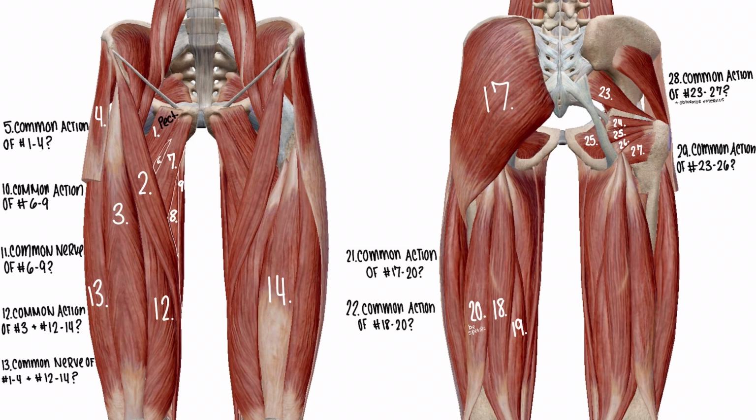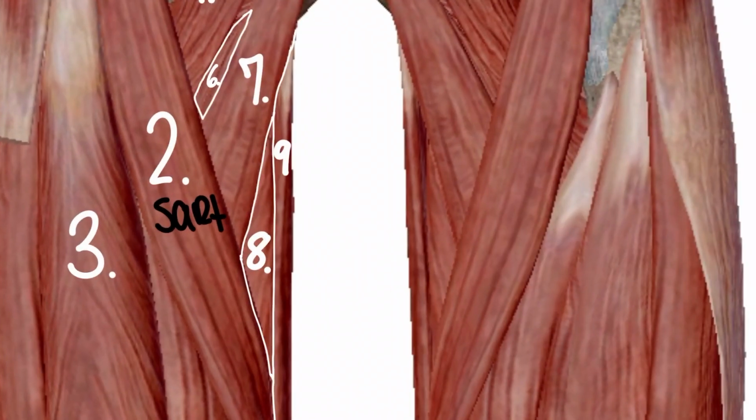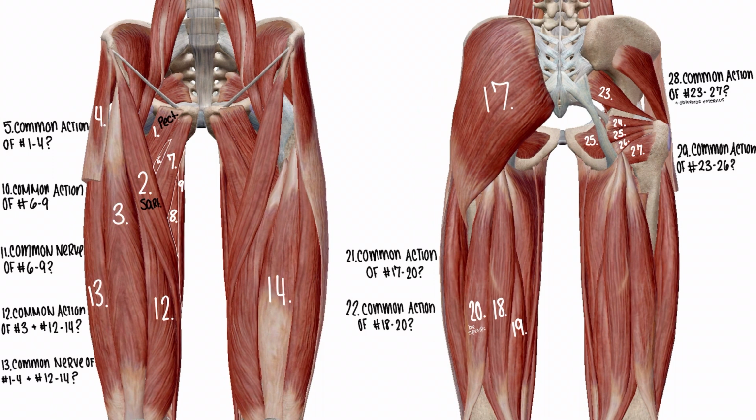Number 2 is going to be the sartorius. 3 is going to be rectus femoris, and 4 is going to be TFL, tensor fasciae latae. All right, and so now number 5 is asking the common action of numbers 1 through 4. That's going to be hip flexion.